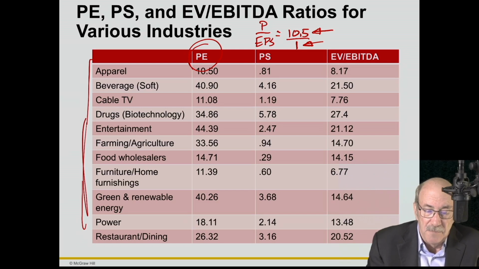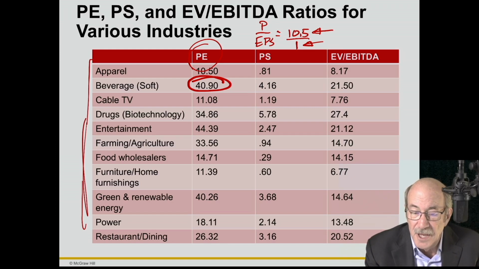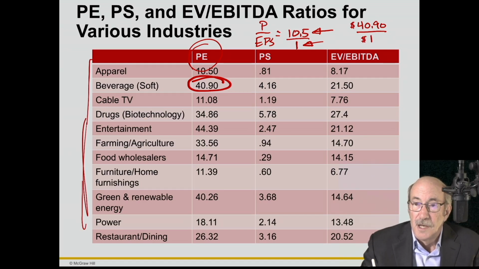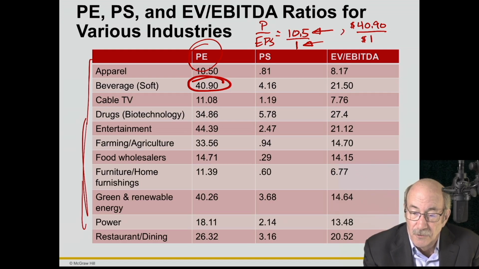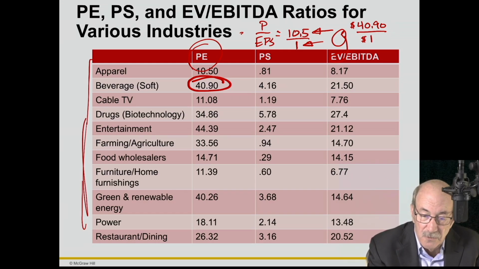Now, if I have a PE ratio, for instance, like, let's see, the beverage industry. This seems like a very high PE for beverage industry. I'm not sure where they got this data from, but let's take them at their word. There we're paying $40.90 for $1 worth of earnings next year. Now that's going to take a long time to get back, unless the growth rate is really big. Got a really big G. This one has a really small G.